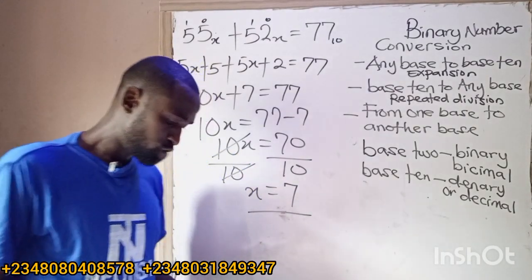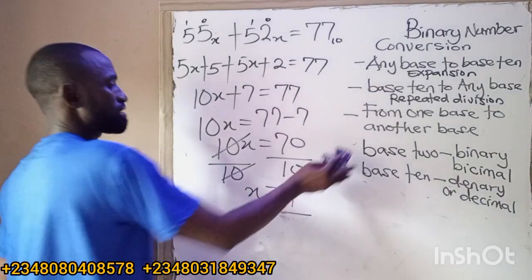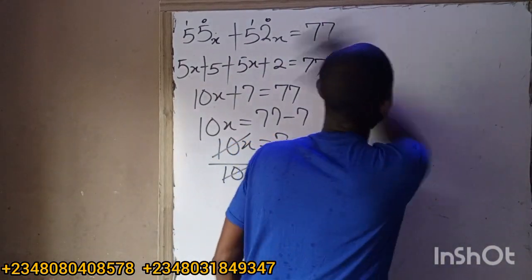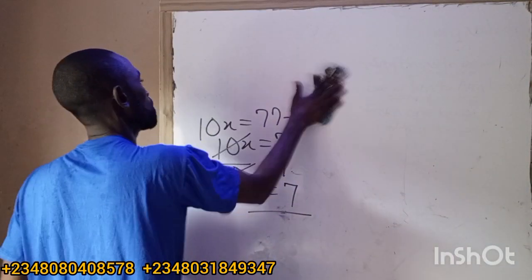So let's go to ratio. So that is that on binary number. So the next thing is ratio.